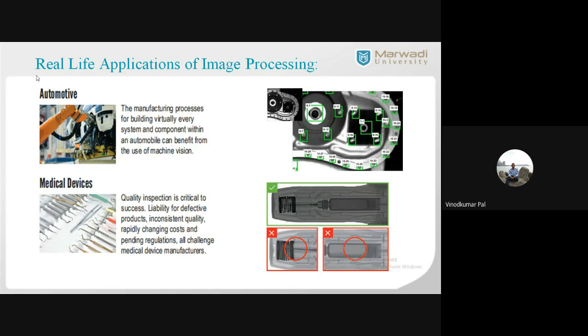Medical field, a lot of things are there. Medical devices, if I can say, the second point. Quality inspection is critical to success. Liability for defective products. So what is the benefit we are getting? Cost, guys, try to understand, dear participants. Cost is also involved in these kinds of things. So image processing can find out the defects, and the defective item is separated from the production line only. That is the kind of inspection possible with the help of image processing. Rapidly changing cost, pending regulation, all challenges for medical device manufacturers.